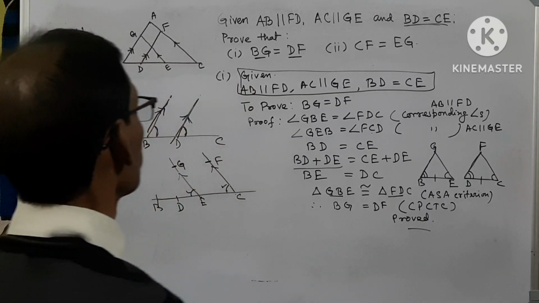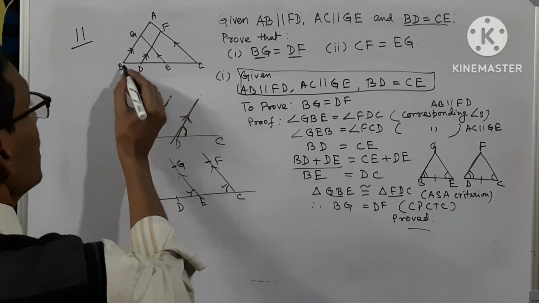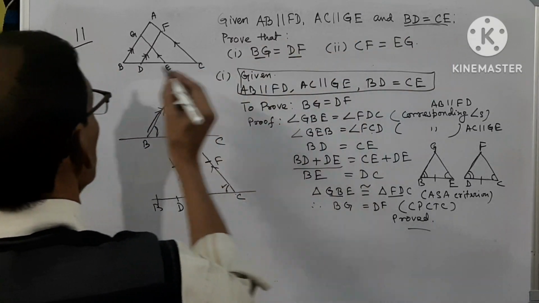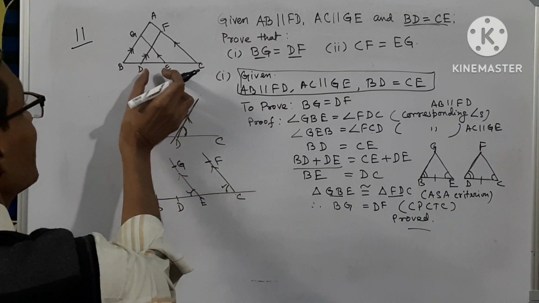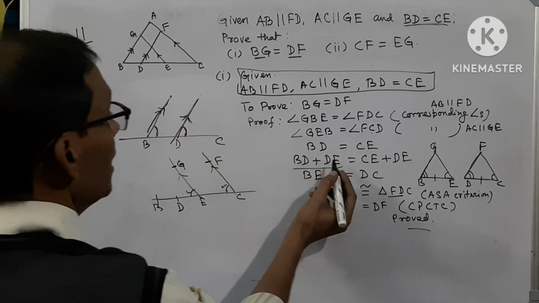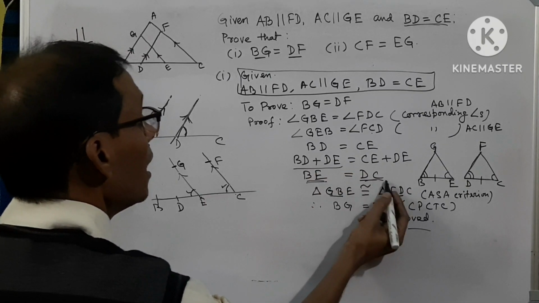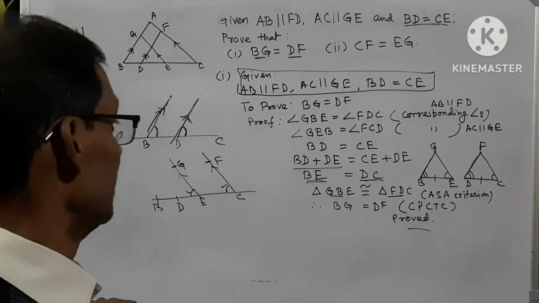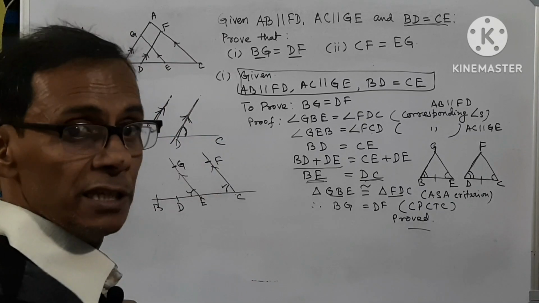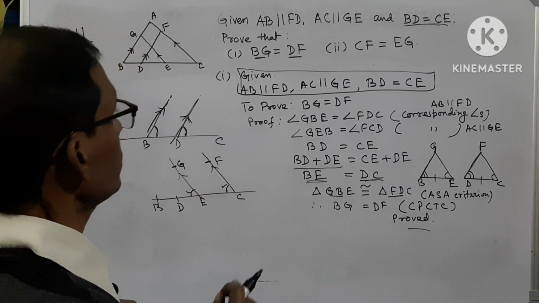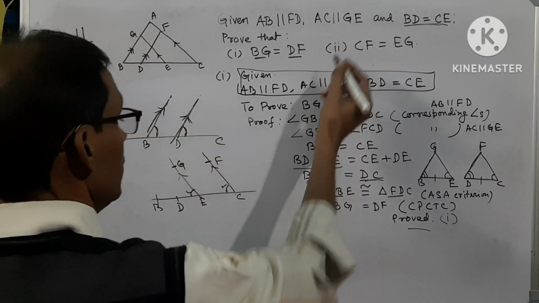So for the first one, the only trick you have to keep in mind is that it was given BD equals CF. So what we did, we added D on both sides to get a corresponding side. So BD becomes DC by adding this D on both sides. Fine. This is the proof for the first one.